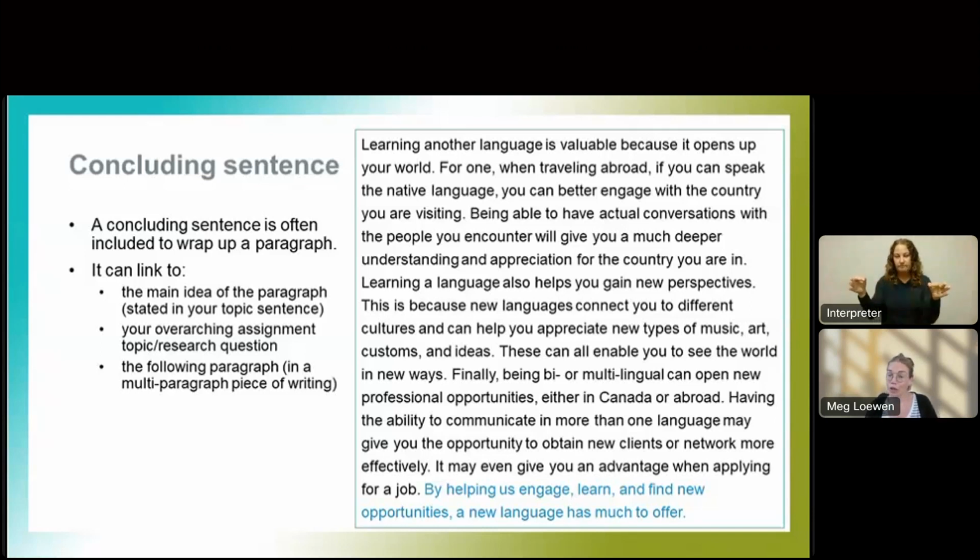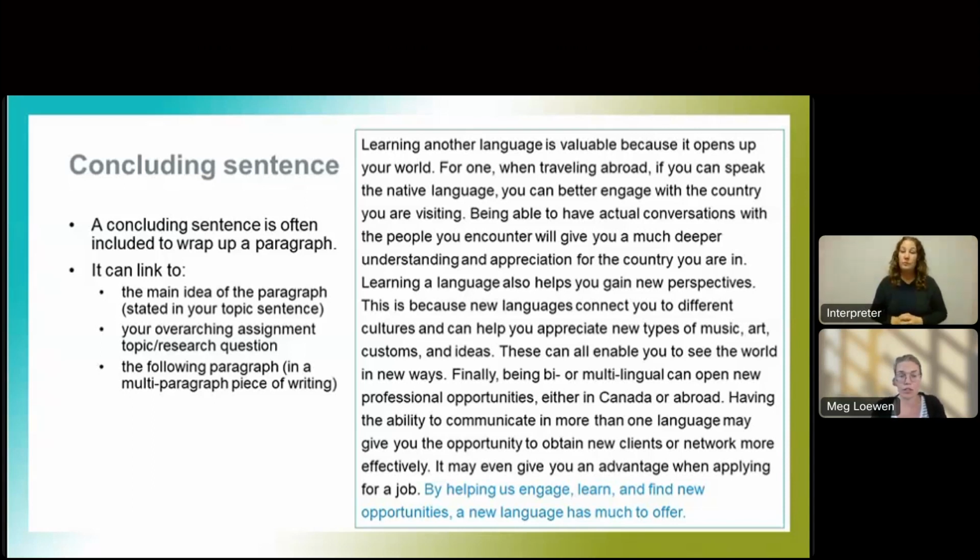In our burger picture, we remember that the concluding sentence and the topic sentence are the buns of our burger. So they have similar jobs in that they both relate back to the main topic, but the topic sentence introduces and the concluding sentence concludes. So there's a few things that you can do in your concluding sentence. You can link it back to the main idea of your paragraph, which is stated in your topic sentence. Just don't use the same language, otherwise it sounds quite repetitive.